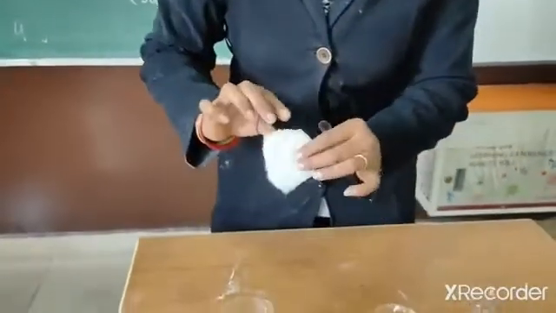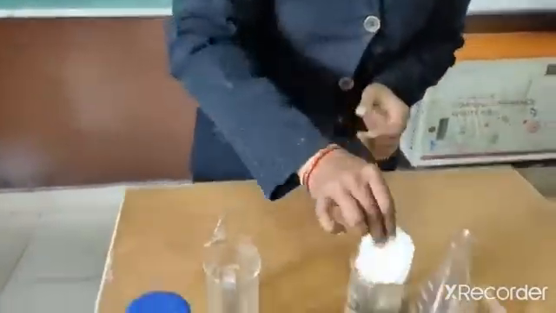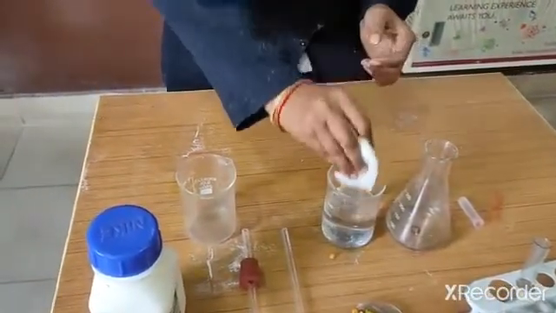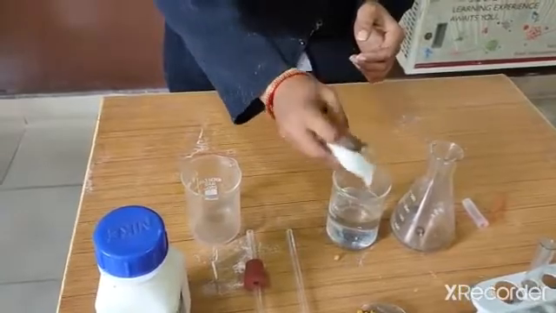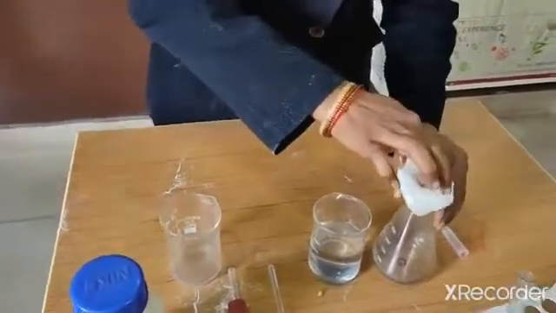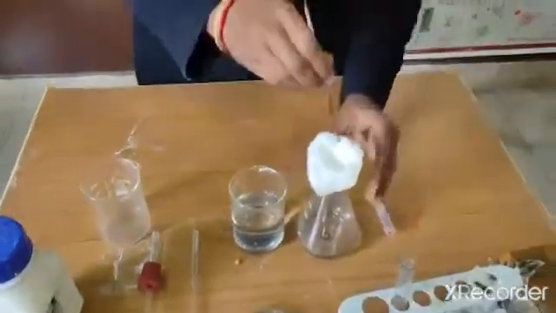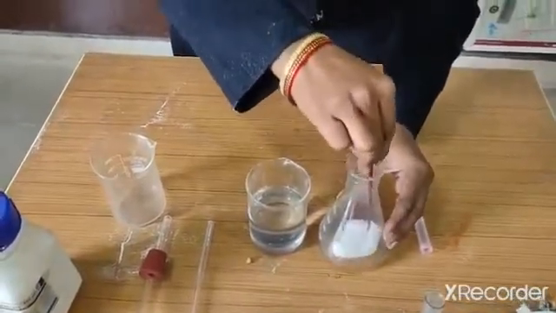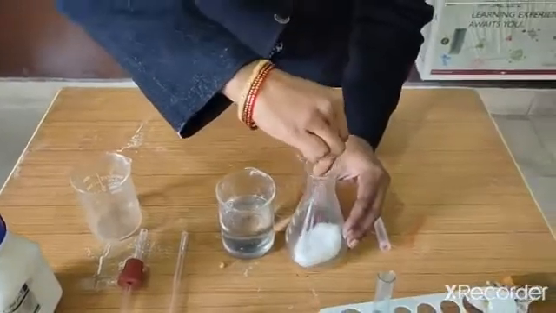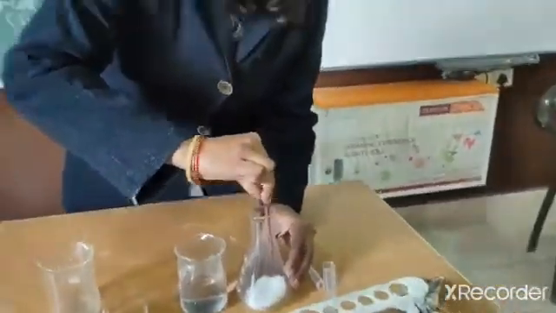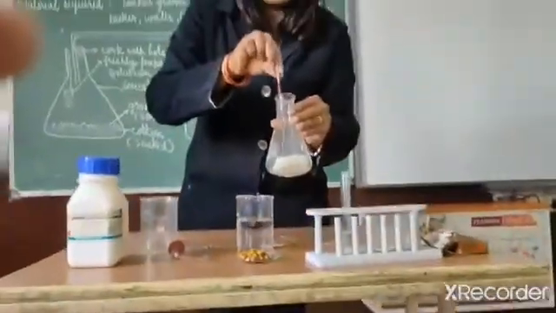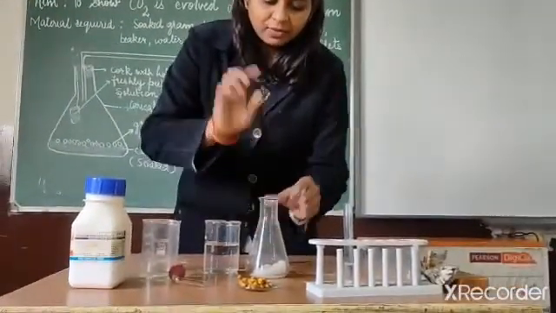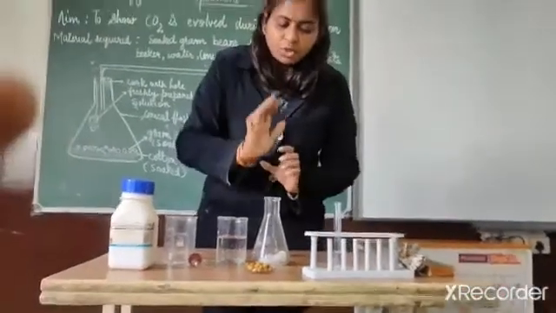Now the first thing is that you have to take the cotton and soak it in water. I have soaked the cotton, as you all can see. Now I am going to put this cotton in a conical flask. Why have I soaked the cotton? This is the question. Just to make the environment moist. Just to keep the environment moist. That's why we have kept the soaked cotton.